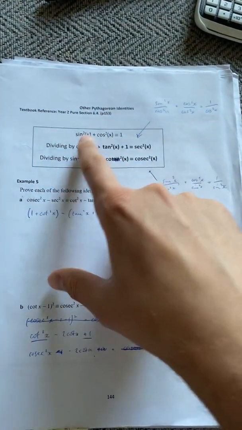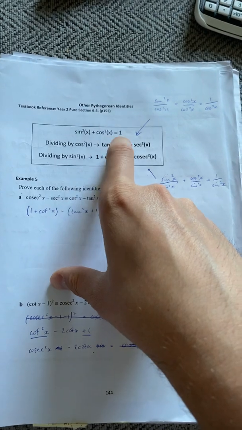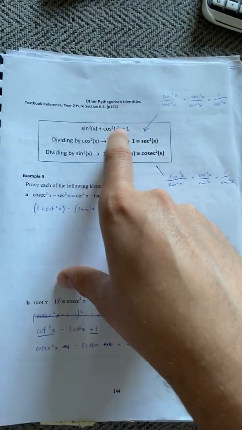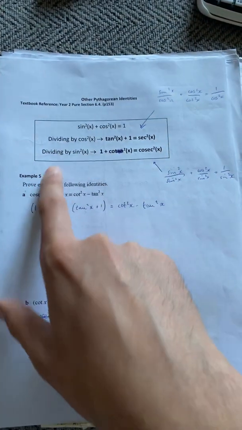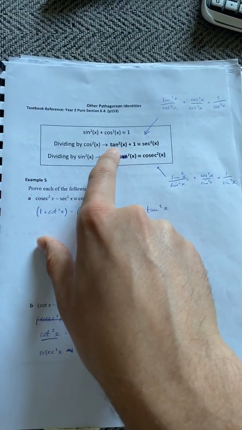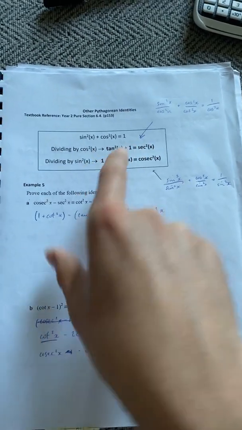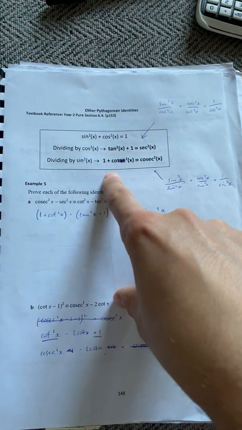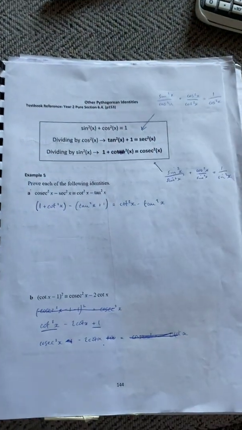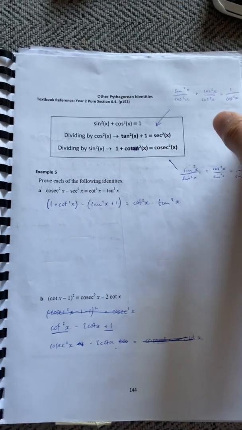Now, just like in questions, we would normally use sine squared equals 1 minus cos squared or cos squared equals 1 minus sine squared to help us get along with the question. Here it's the same. We might have to substitute tan squared is sec squared minus 1 or cosec squared minus 1 equals cot squared. So learn them, but you need to know the rearrangements as well.